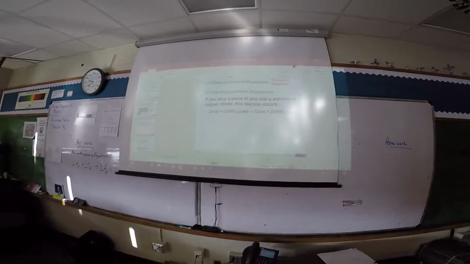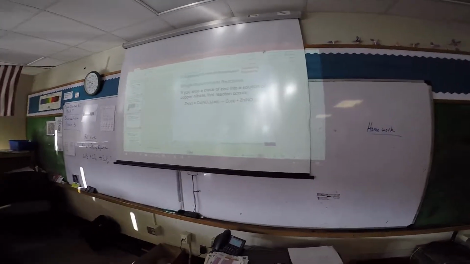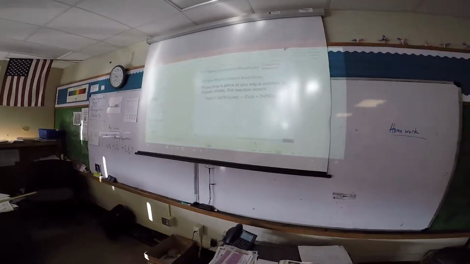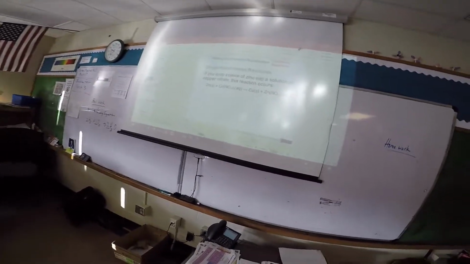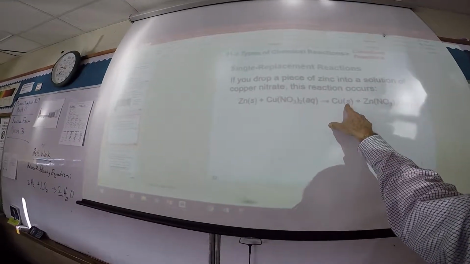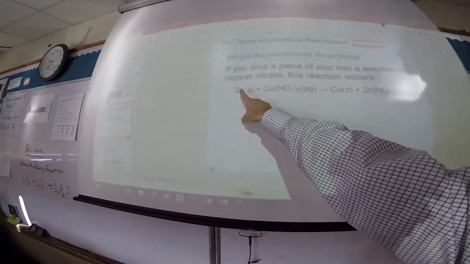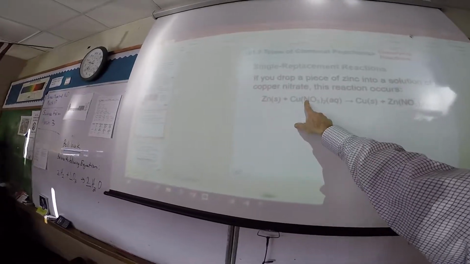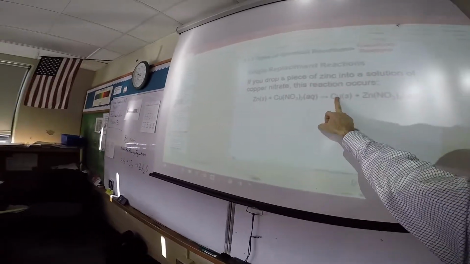If you drop a piece of zinc into a solution of copper nitrate, we've done this reaction in the lab, you'll see that copper forms. Now here's your element, here's your compound. You can see they switch. Now the question is, Nate, why do they switch?